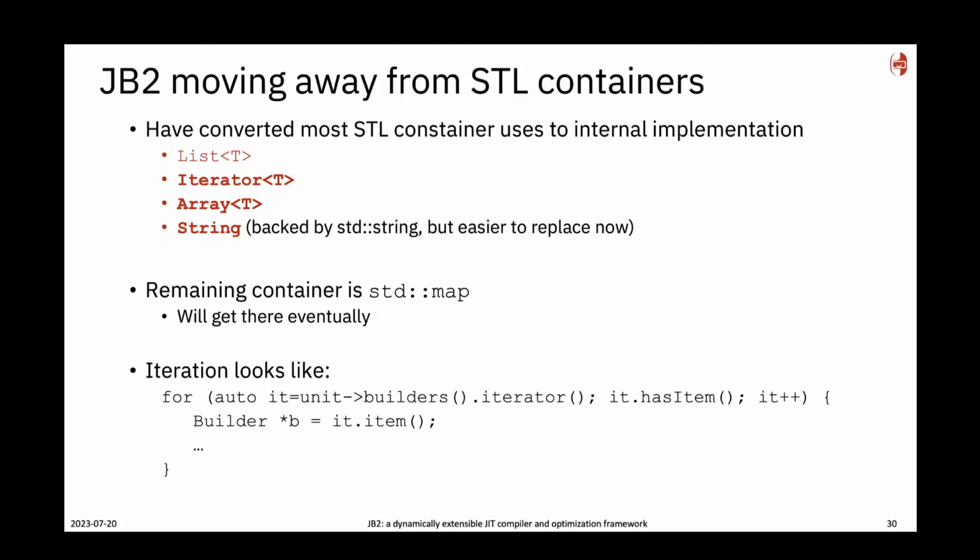But how would you mutate it if you didn't have an iterator? That's a good question. In principle, you can call things to remove an item from a list that don't rely on its position, right? So you can do things like that. But to be honest, there aren't a whole lot of things in JitBuilder 2 right now that mutate. They create right now. We're in the process of creation.